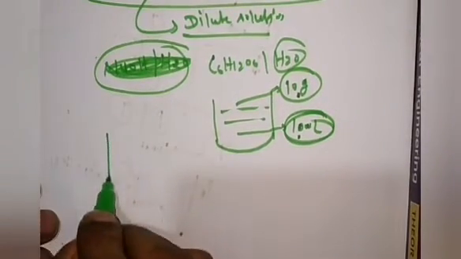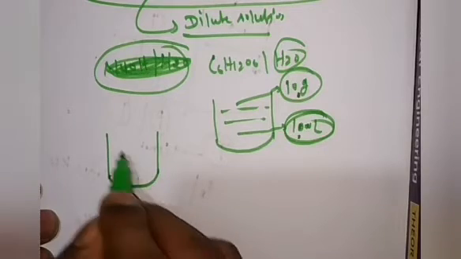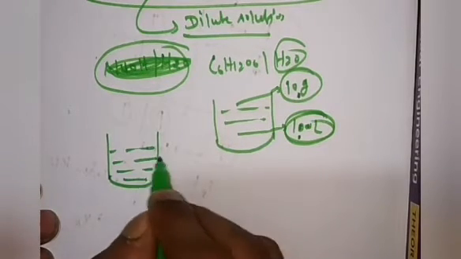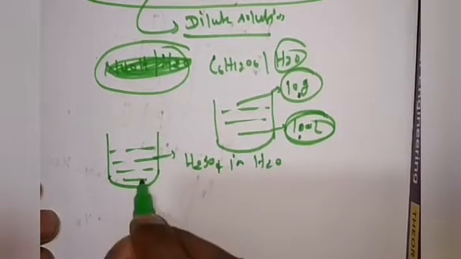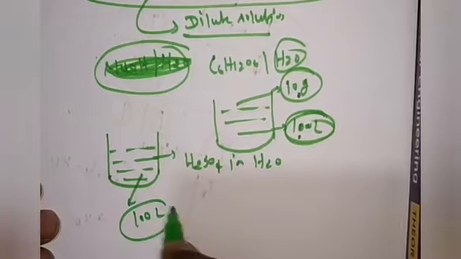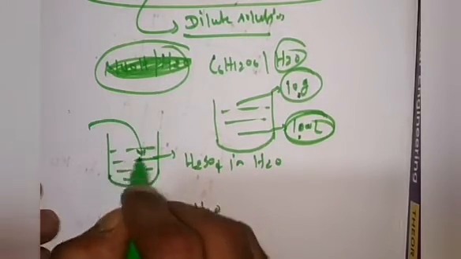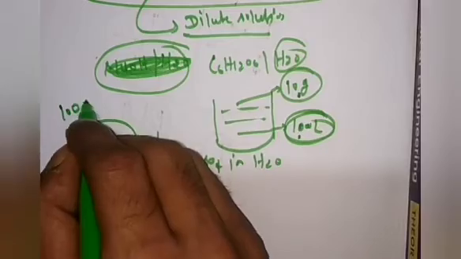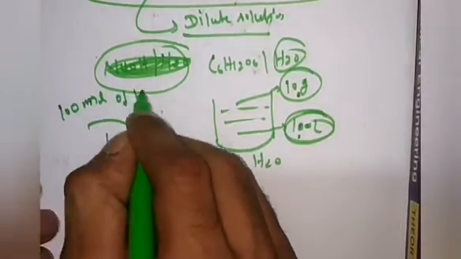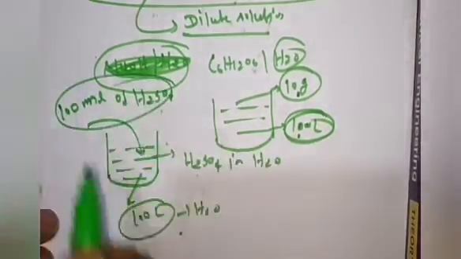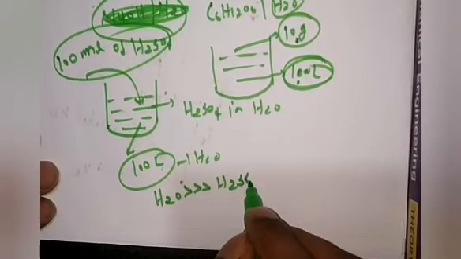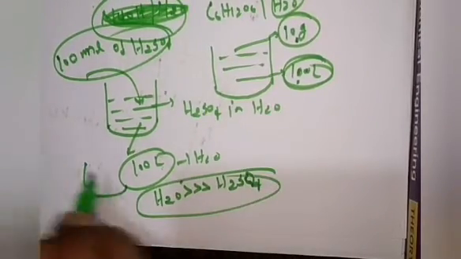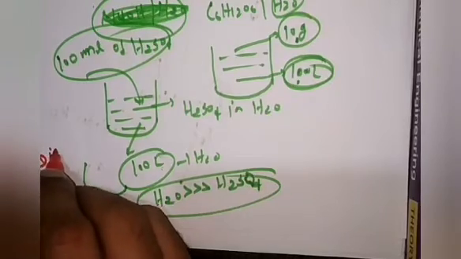Just like that, suppose we are going to make a dilute solution of H2SO4 in water. If you are taking 100 liters of H2O and you add only 100 ml of H2SO4, here you can say that the amount of H2O is much greater than the amount of H2SO4. That's why this solution will be called a dilute solution.